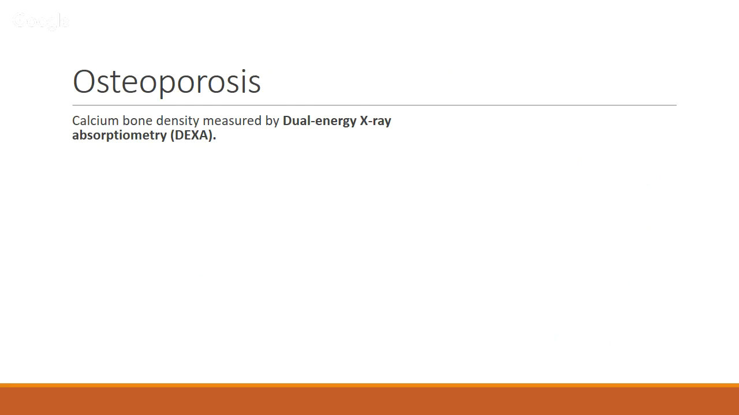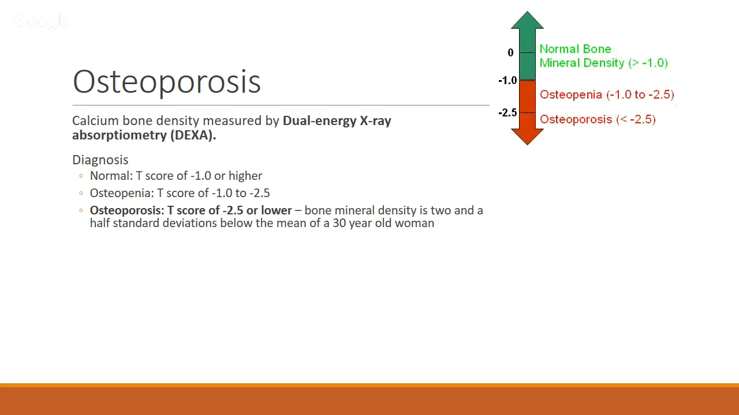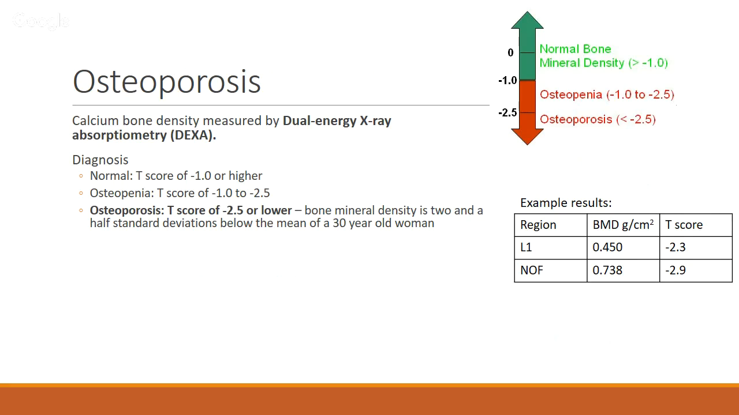Okay, so clinically, to diagnose osteoporosis, you measure the bone mineral density of a patient. You measure this by a DEXA scan. And the diagnosis is by a T-score of negative 2.5 or lower, right? Whereas osteopenia, which is the condition where you have reduced bone mass but doesn't quite fit the definition of osteoporosis, is negative 1 to negative 2.5. And this is what an example result might look like.